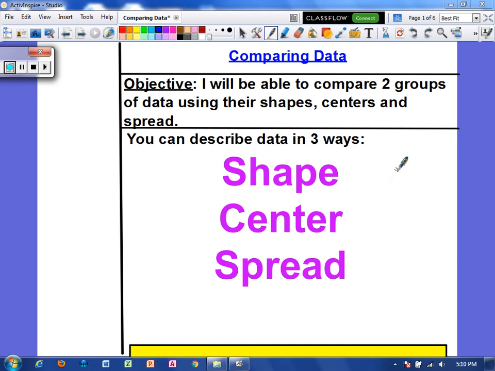Your objective: I will be able to compare two groups of data using their shapes, centers, and spread. So you can describe data in three ways, and that is by the shape, the center, and the spread. We are going to go into greater detail of each one of these, so let's start with the shape.